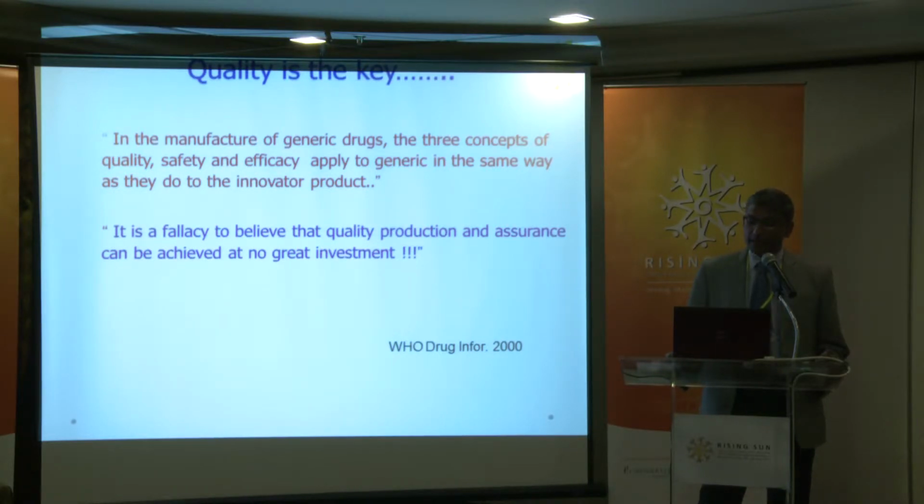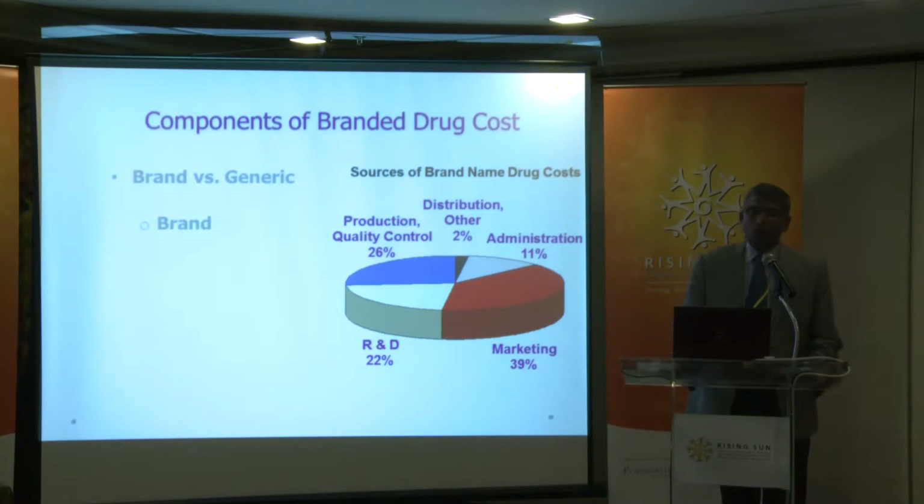And it would also be a fallacy to believe that the quality of the production may not be up to the mark. And it is also important to believe that it is not a cheap endeavor to bring out a generic, but when you compare it with the innovator brand, it certainly is far cheaper. So what are the costs that go into development of an innovator brand?